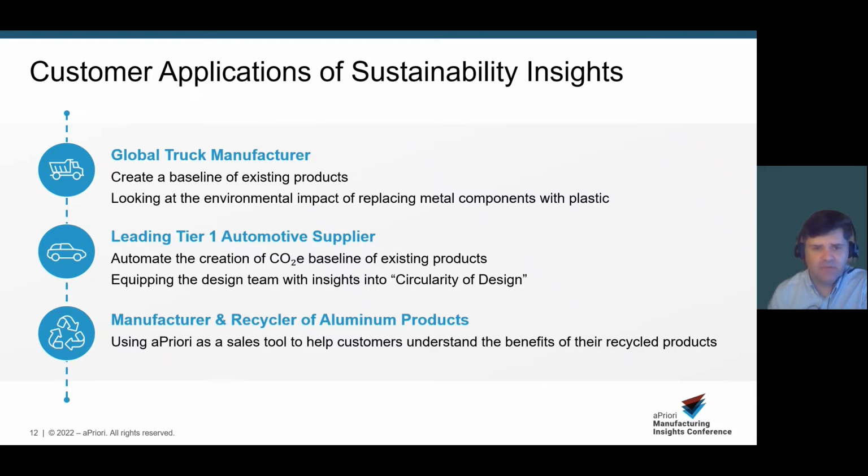And then finally, we have a number of customers that are using aPriori to work with their customers to identify the environmental benefits or the carbon benefits of using recycled products or lower carbon products in their design cycle, and how that lower carbon product would actually work in their existing products.